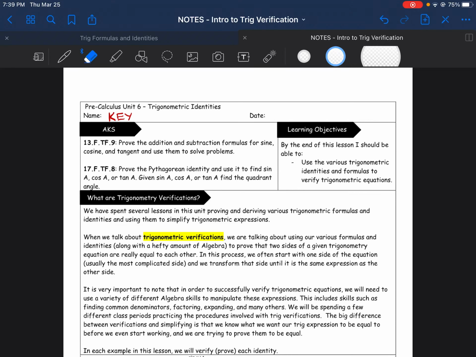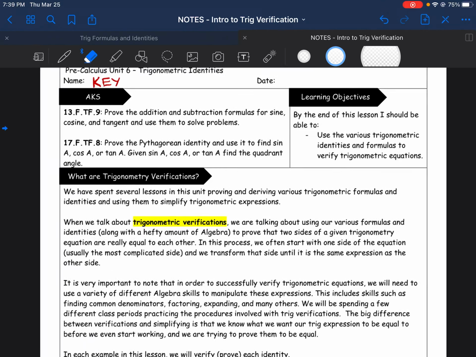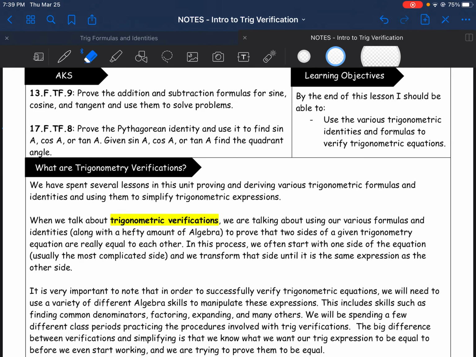In today's video, we start trig verification. Let's go ahead and get started. So we've spent several lessons now learning how to simplify trig expressions using our various identities and formulas. Now we're going to start talking about trig verifications.